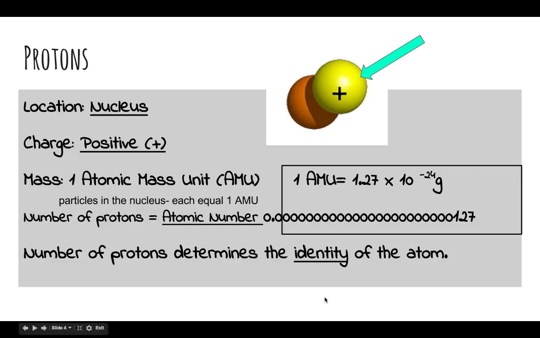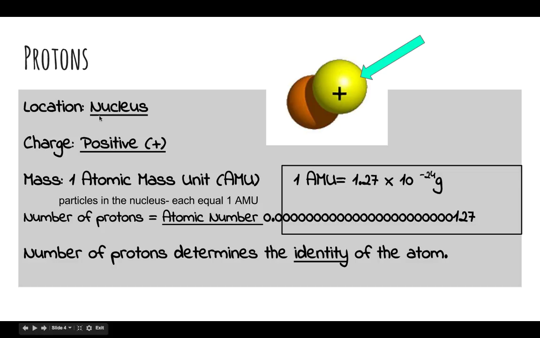Protons are located in the nucleus. They have a positive charge, so think pro-positive. They have approximately 1 atomic mass unit. Particles in the nucleus each equal 1 AMU. The number of protons equals the atomic number, which as you can see is really small. When we look at the number of protons, it helps us identify what type of atom it is. Each atom is composed of different elements that make up specific properties.